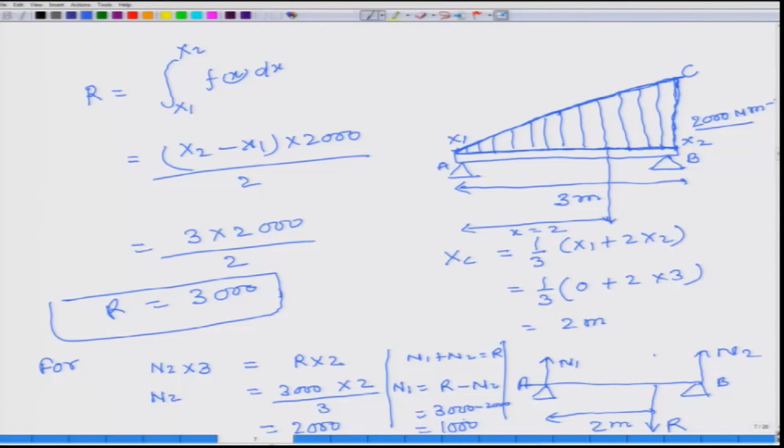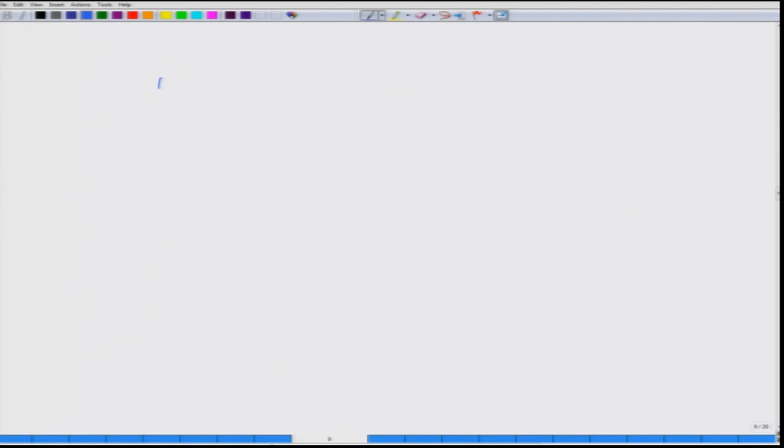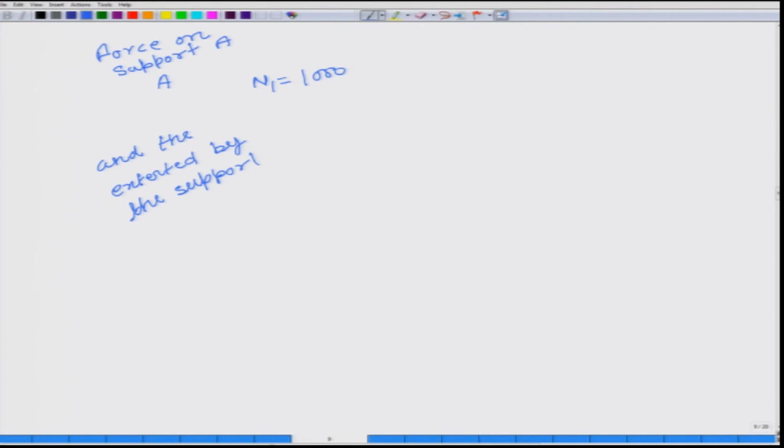So, the force on the support A, that is N1, would be equal to 1000, and the force exerted by the support B, which is equal to N2, that is 2000.